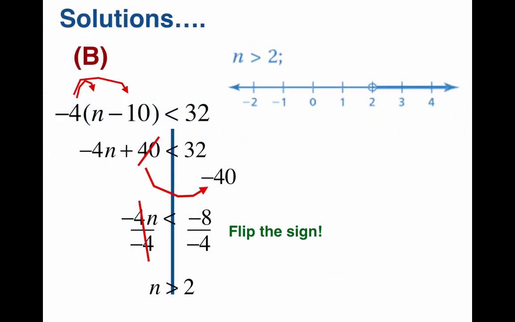So n is greater than 2 is going to be an empty hole in your number line shaded to the right. How'd you do on that one? Did you get the same solution as me? Did you remember to flip the sign?